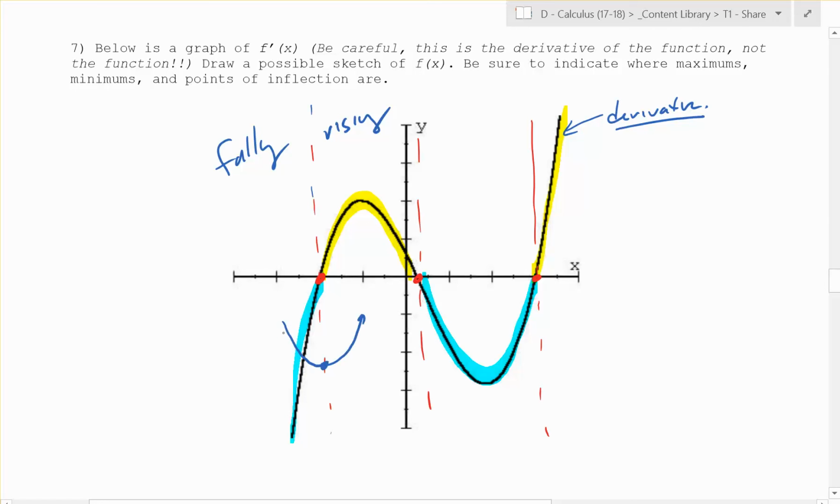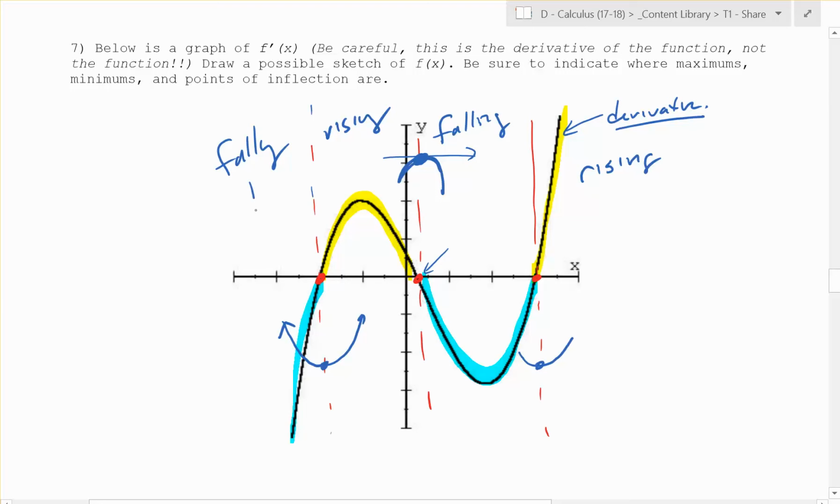Falling, then rising. And then it's rising and then falling. So it's going to cross and do something like this. Go up and then down, because the derivative here is 0. It has to be 0. And then falling, then rising. So it's going to go something like this.